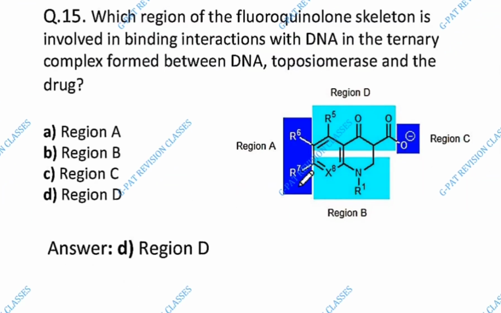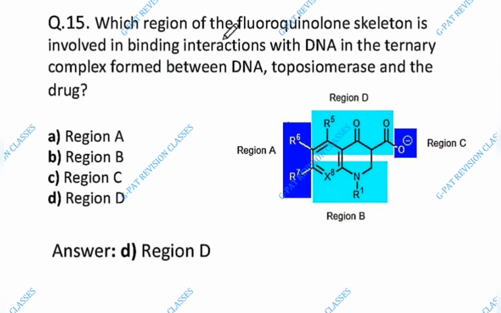Next is question number 15. Which reason of the fluoroquinolone is involved in binding interaction with DNA in the ternary complex formed between DNA topoisomerase and the drug? The answer is D, reason D.